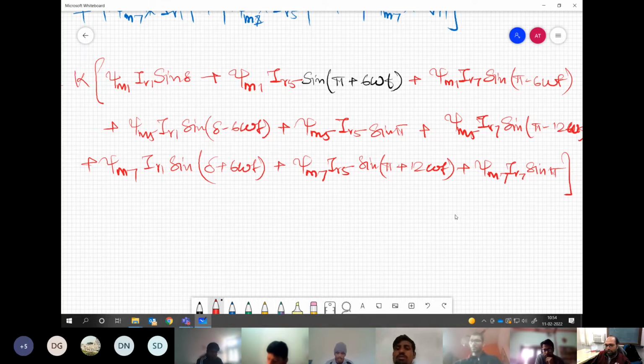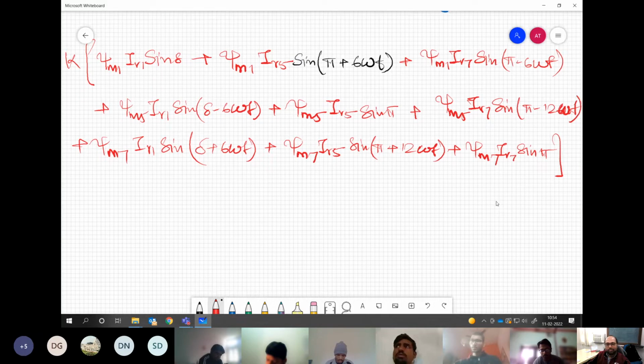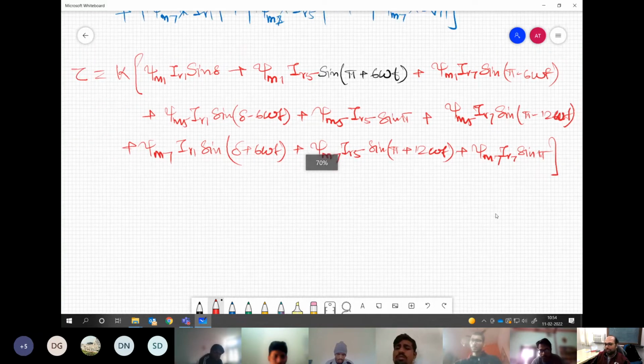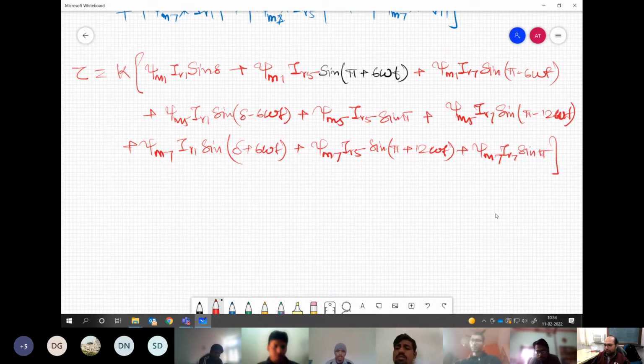All the components we have written over here. Yes or no? Yeah. One of the very important derivations what you are having in this course. Fine. Now, sine pi is certainly 0. So these two components go to 0.